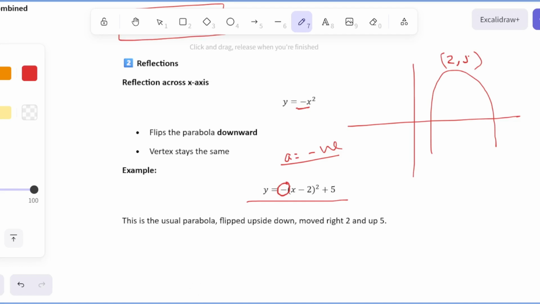So are we good with translation and reflection? Kind of-ish. Yes, Nathan, no problem. We'll do some examples after this slide. So let's learn about vertical stretch and compression, and then we'll take examples.